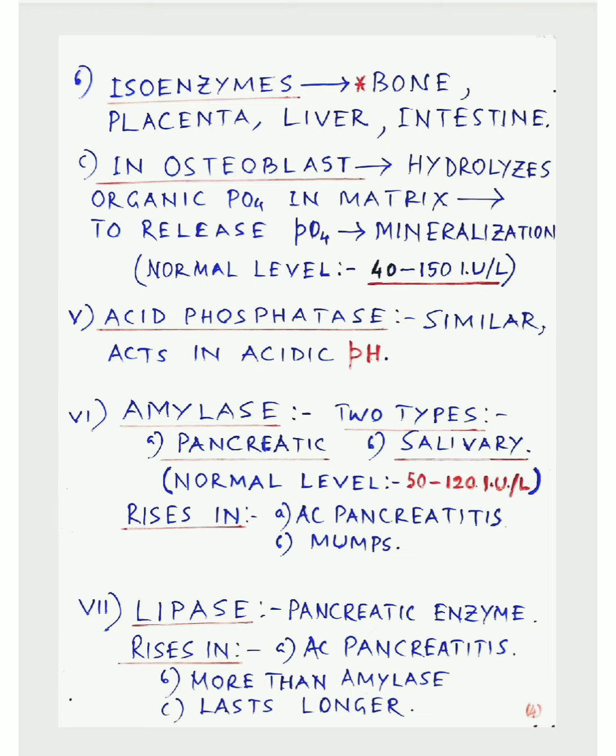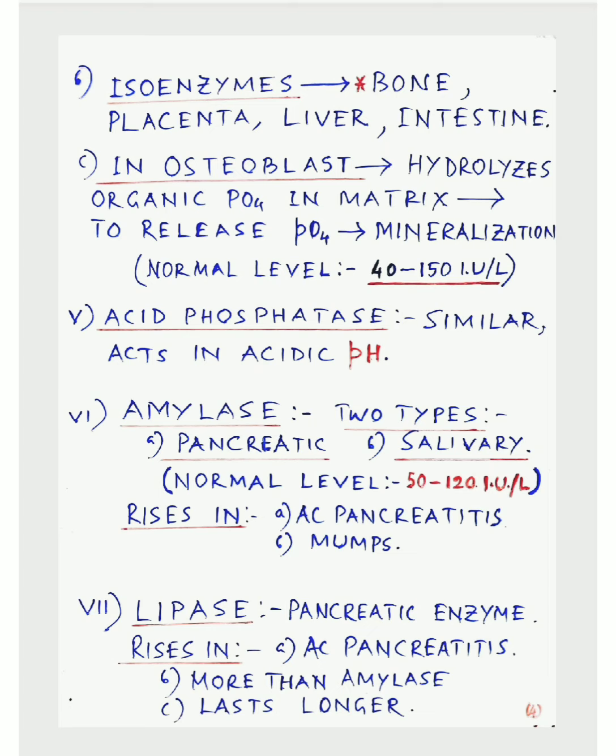Next comes acid phosphatase. Acid phosphatase is similar to alkaline phosphatase, but its optimum pH is acidic, that is 4 to 6. High levels are found in cancers of the prostate gland. So it is estimated when suspicion of cancer of the prostate gland comes to the mind of the clinician.